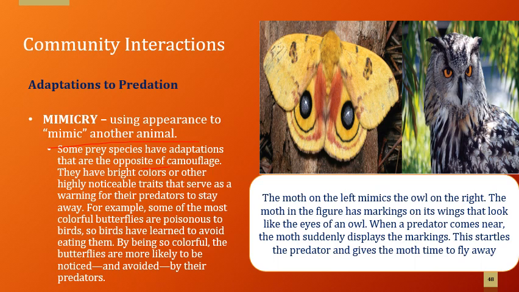Okay? So, take a look at this example. So the moth on the left mimics the owl on the right. So of course, paano nangyari yun? Kasi parang minimimic niya yung mata ng owl. So when a predator comes near, the moth suddenly displays the marking. So this startles the predator and gives the moth time to fly away. Okay, 'di ba? Napakaganda ng kanilang adaptation sa predation.